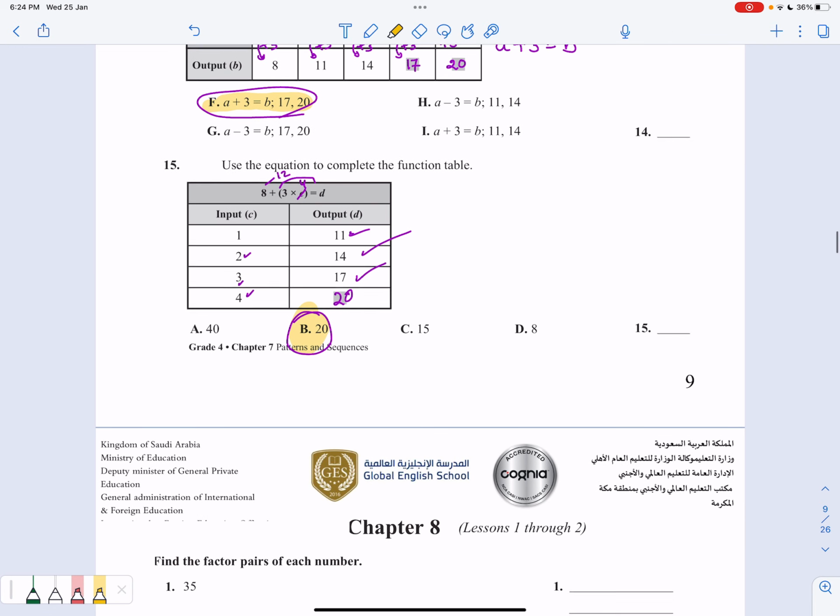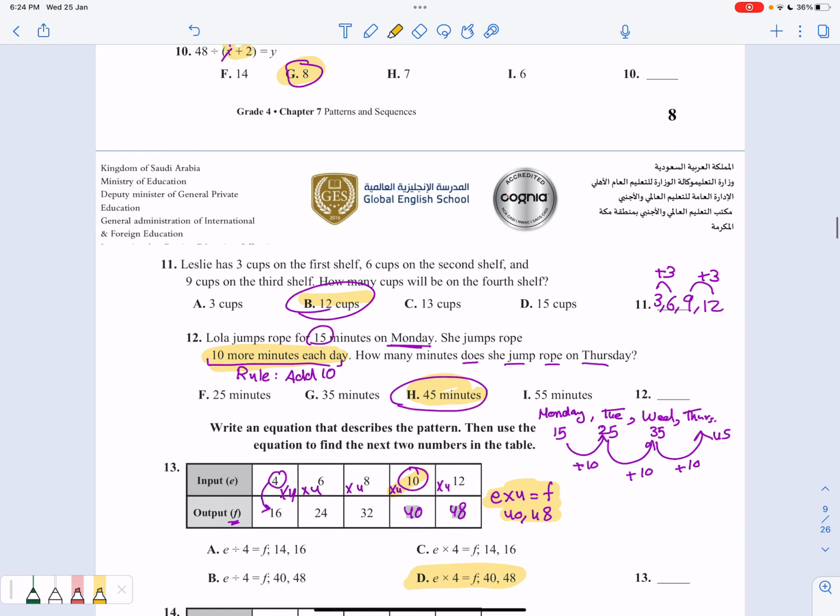And that's it. We finished the booklet work for chapter 7.